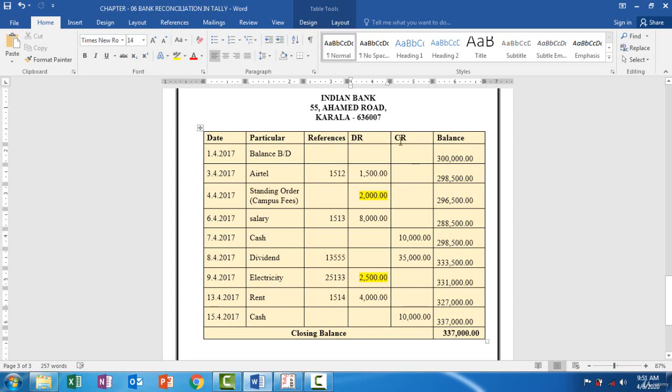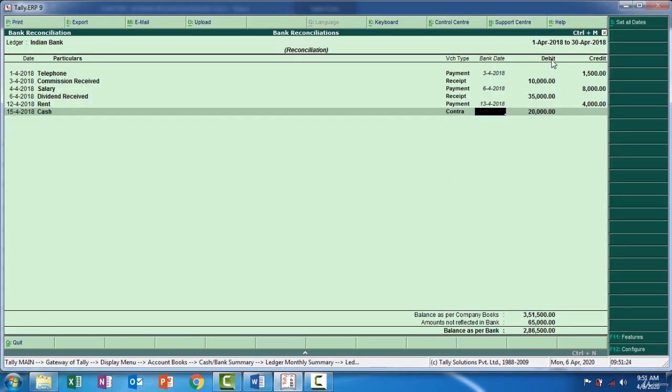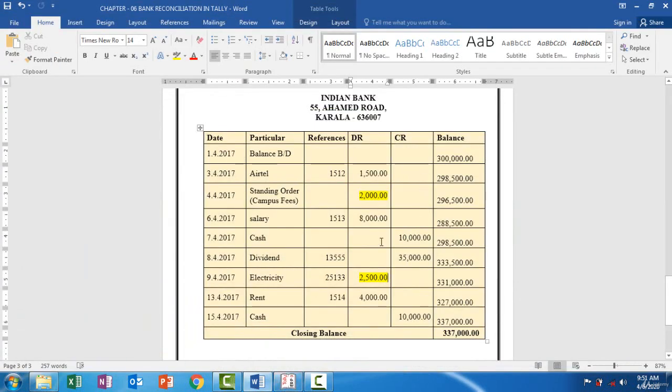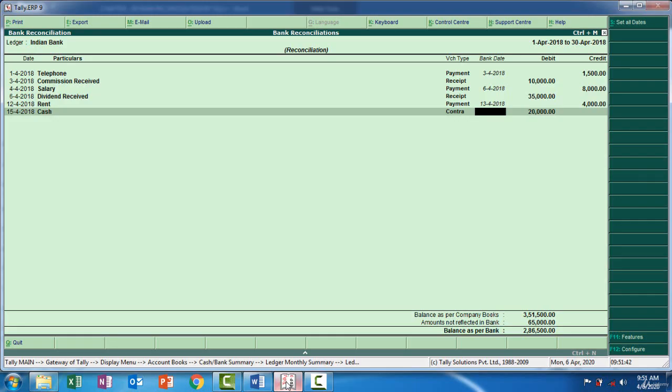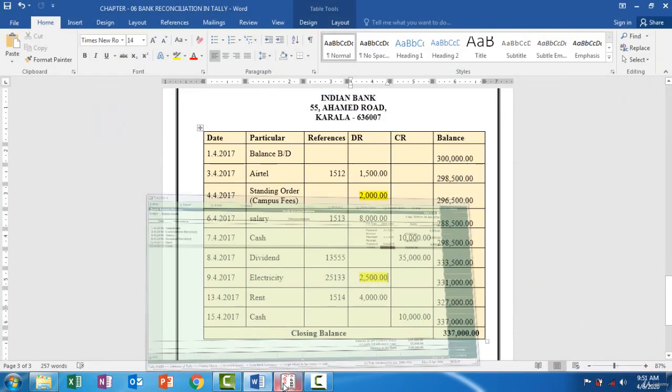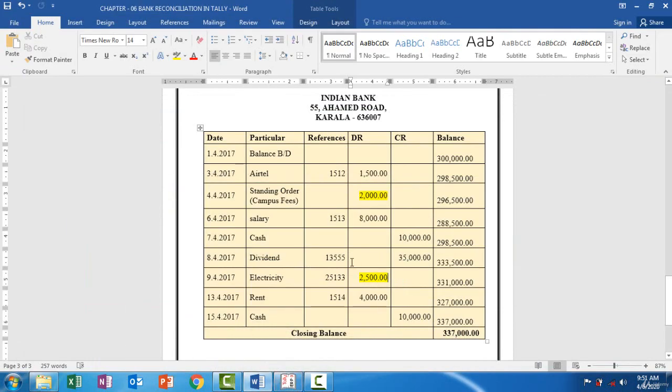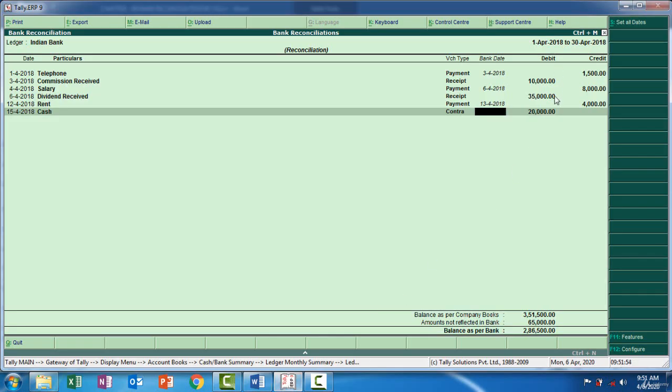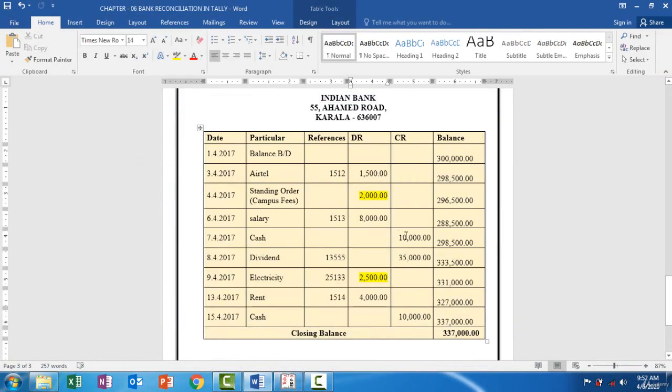Okay, so now we are going to check the bank statement's credit side against the company's debit side. So first, what is the one? First is cash, 7th, cash 10,000. It means a cash deposit of 10,000. This cash deposit of 10,000 is on the bank statement, but it's not recorded into our company's book. This means a cash deposit, but here it is not recorded. This one is commission received, so it's not recorded. I'm going to differentiate it.